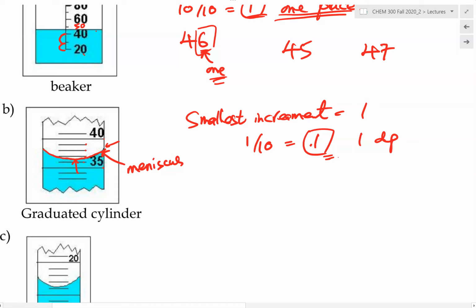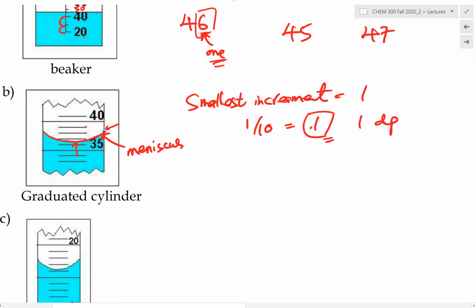So we do this calculation so that we know to what decimal place we need to report our value. Okay, so here in this case right here, we need to report our value to the 1 decimal place. And now let's try this.